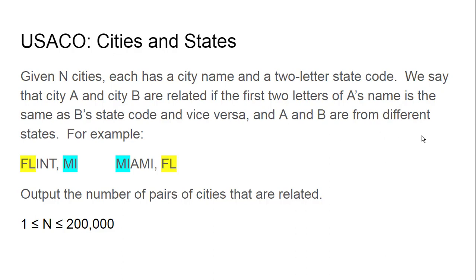So I encourage you to pause the video. In fact, actually try to solve the problem on USACO if you have the time.